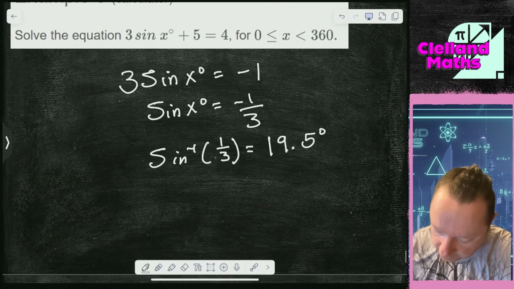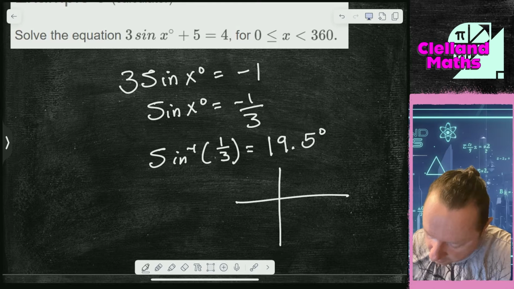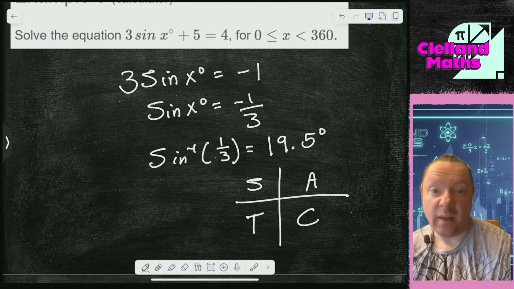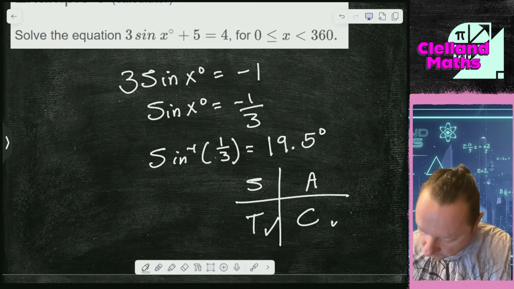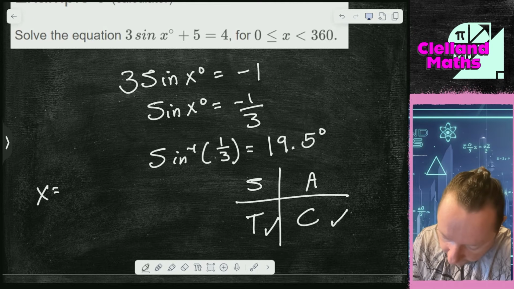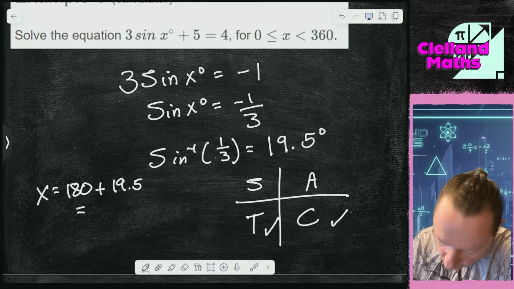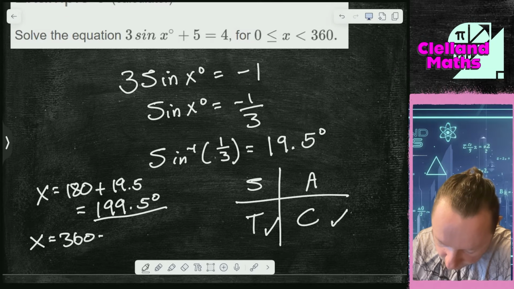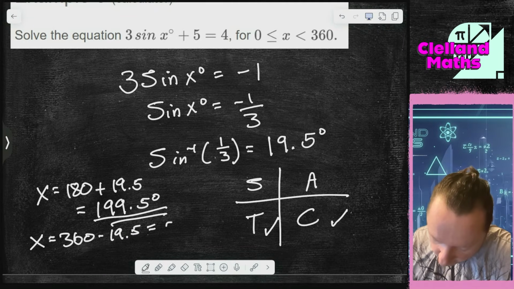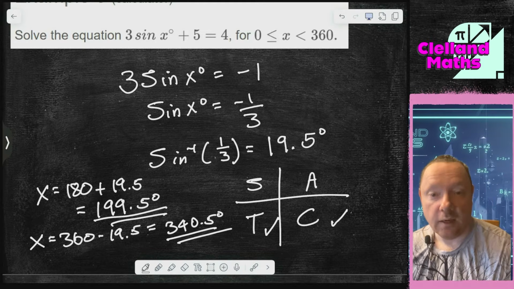And then we use our CAST diagram. So our sign was negative. If it was positive, it would be A and S. So I tick the other two. So that means that x is 180 plus 19.5, which is 199.5 degrees. And x is 360 minus 19.5. That's going to be 340.5 degrees. And we're done there.